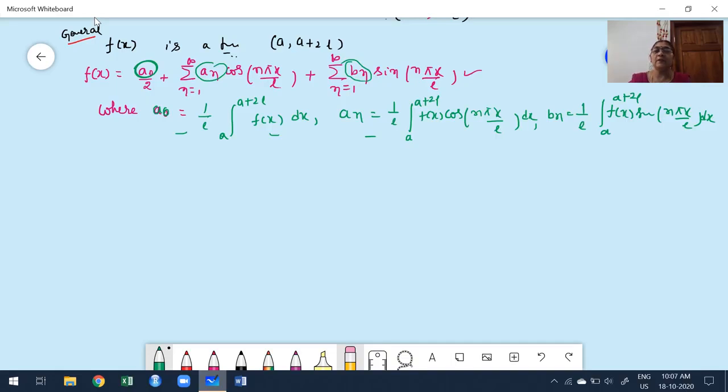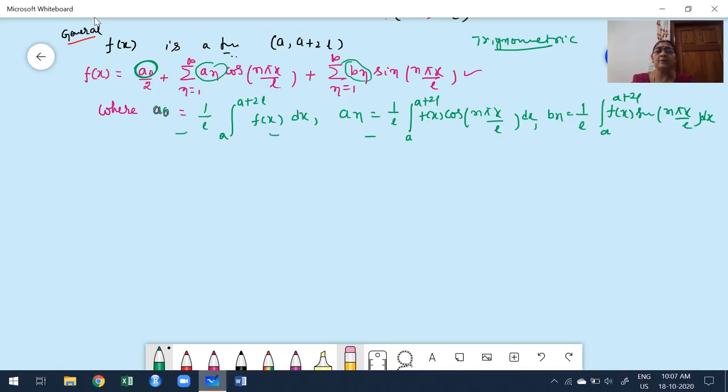This Fourier series is also called a trigonometric series. Why is this series also treated as a trigonometric series? Suppose we expand this series after substituting the values of a naught, a n and b n, we get a combination of sine and cosine terms. Sine and cosine terms are nothing but what? Trigonometric functions. The corresponding series is nothing but a trigonometric series. Series means they have an infinite number of terms. So they are treated as a trigonometric series. Either they are going to use the word Fourier series or maybe trigonometric series. Both must be the same only.